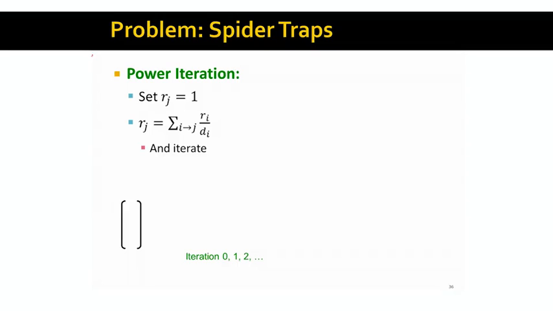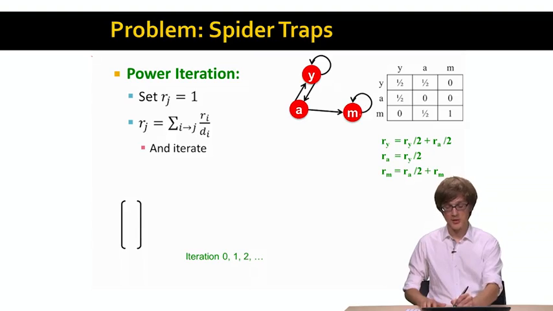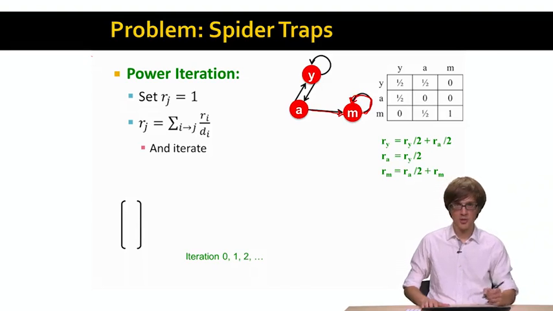So let's look at the two problems that we just discussed in a bit more detail. First is the problem of spider traps on a bit more complicated graph. Here is a variant of the graph we have from our initial investigation of PageRank, the three nodes y, a, and m. In this case, m is a spider trap, which means m has a self loop. So whenever a random walker gets to node m, it gets stuck in this infinite loop because there is no other way out of node m.